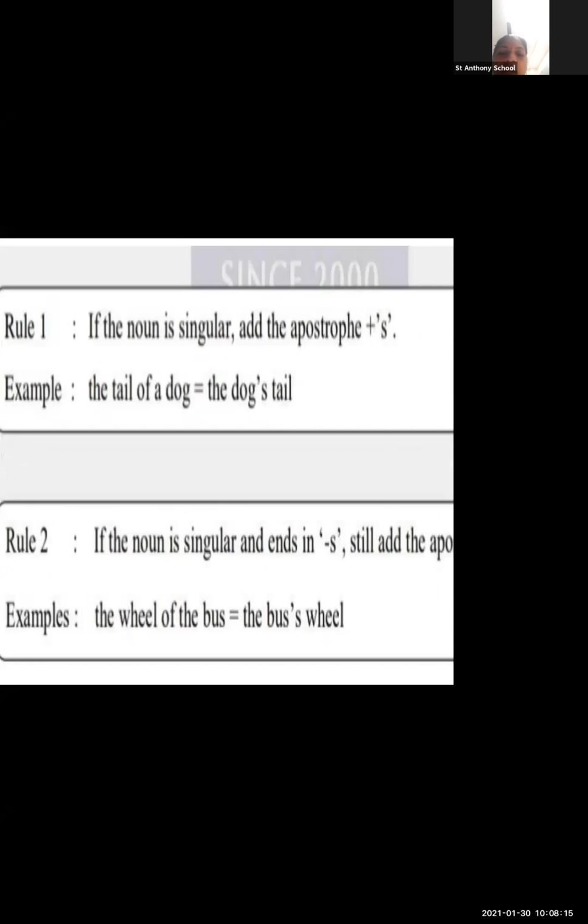What is the second rule? If the noun is singular and ends with S, you can add the apostrophe after the S. The wheels of the bus: what have you done? Apostrophe after the singular one, bus. Okay, this is all about the apostrophe.